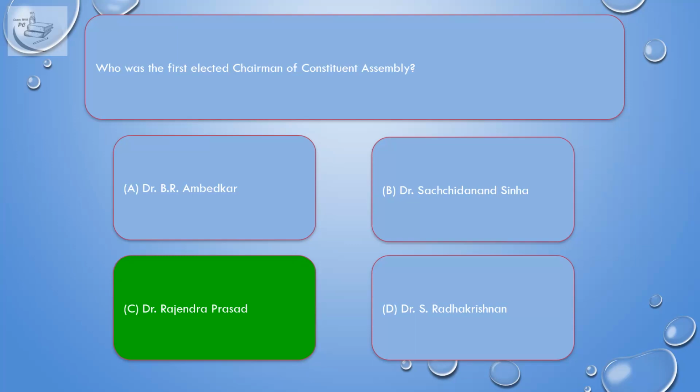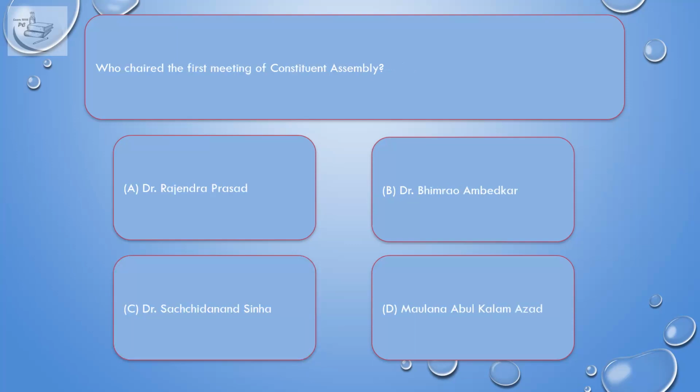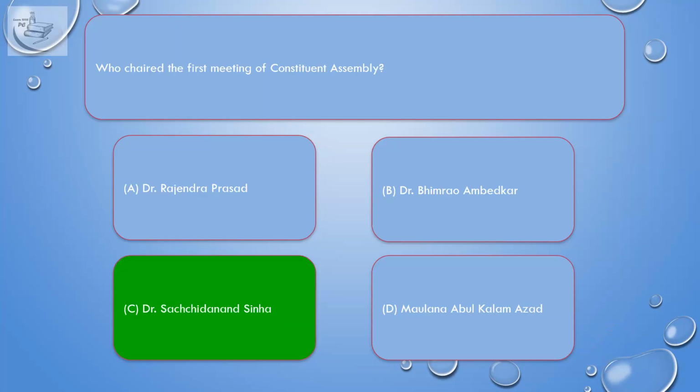Rajendra Prasad. Question: Who chaired the first meeting of Constituent Assembly? A. Dr. Rajendra Prasad. B. Dr. Bhimrao Ambedkar. C. Dr. Sachidanand Sinha. D. Maulana Abul Kalam Azad. Correct answer is C. Dr.